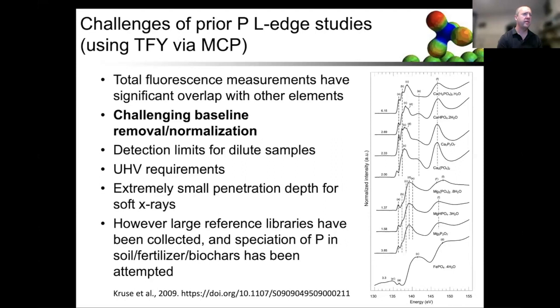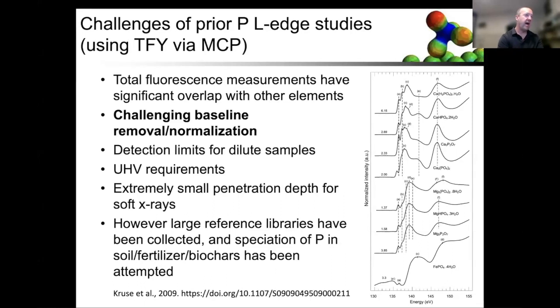And so we started doing this because the selectivity rules are different. The discrimination that you get between phases is different. And as a result, you're a lot more sensitive to differences in organic phases, in adsorbed versus poorly crystalline, and you get, in principle, a better ability to speciate things like the chain length of polyphosphates and what that organic phosphorus is coordinated to than you do at the K edge. And so that's why we wanted to do it.